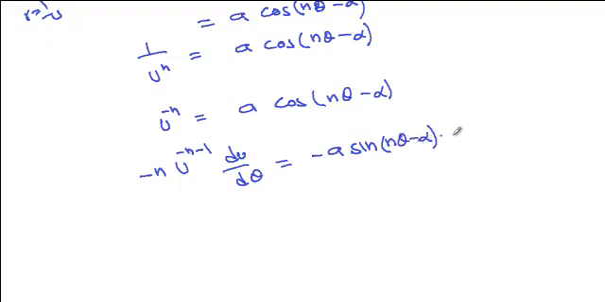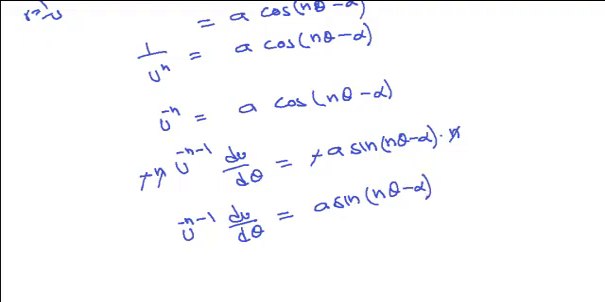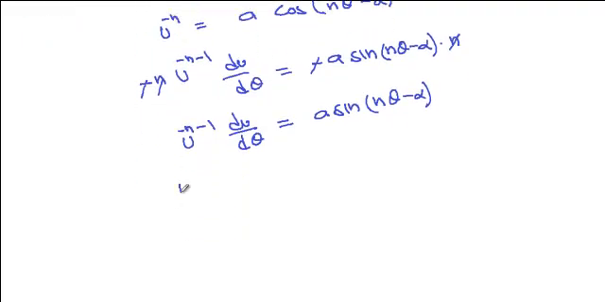the derivative of this term, which is equal to n. So this n will cancel with this n, and this minus is cancelled with this one, so we are left with −n−1 du/dθ = A sin(nθ − α). So from here du/dθ can be written as A u^(n+1) sin(nθ − α).